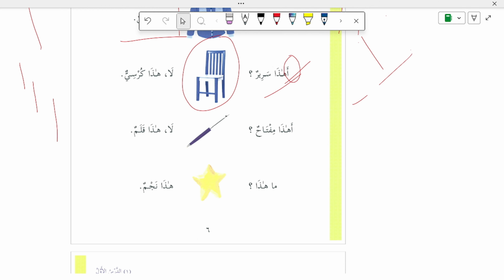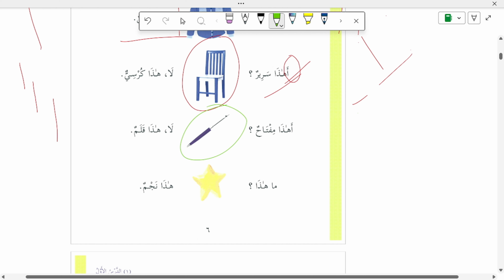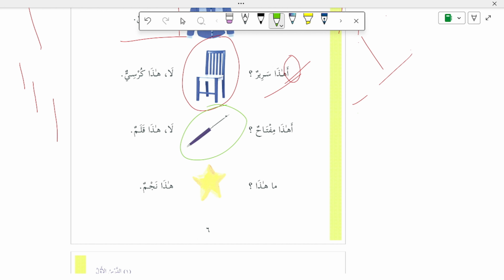The next is haza miftahun. Is this a key? No, it is not a key. So we reply la, no. Haza qalamun. This is a pen, not a key. Then I start a conversation about this picture. I will say ma haza. What is this? And you will reply haza najmun. This is a star.